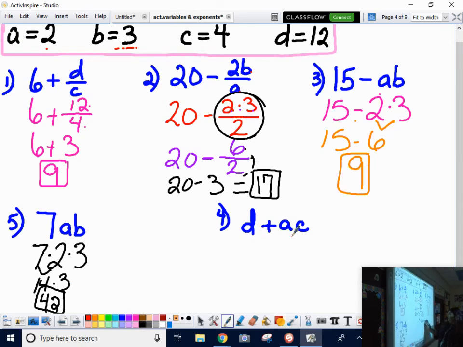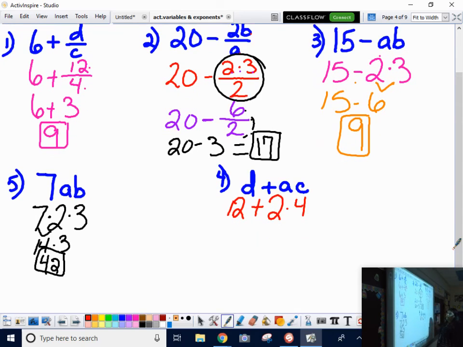And the last one, I have D plus AC. So this is addition. A variable next to a variable means multiplication again. So now let's substitute our numbers in. Variable D is 12. So this is 12 plus A, which was 2, times C, which was 4. Double check, that's where I got the numbers from. Now I'm going to follow order of operations, which says multiply. Multiplication comes before addition. So 12 plus stays the same. 2 times 4 is 8, and 8 plus 12 is 20.